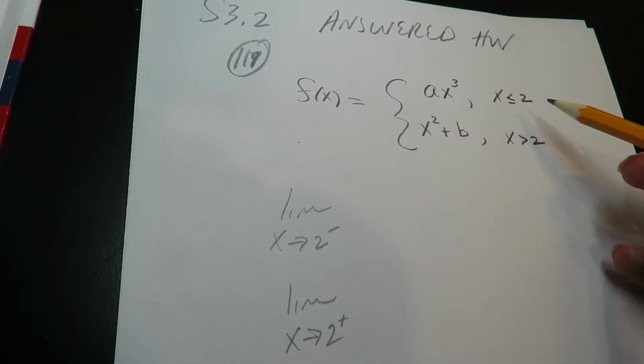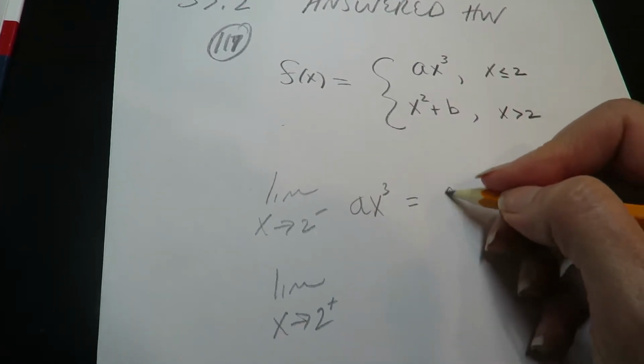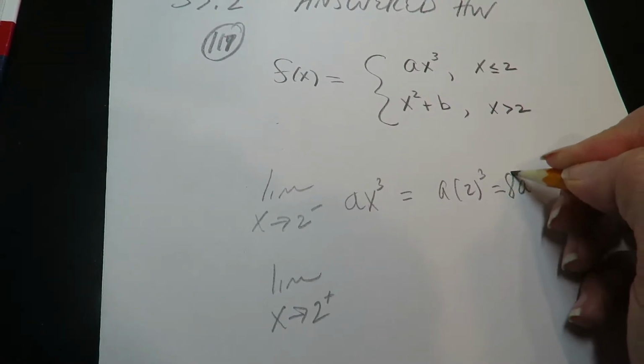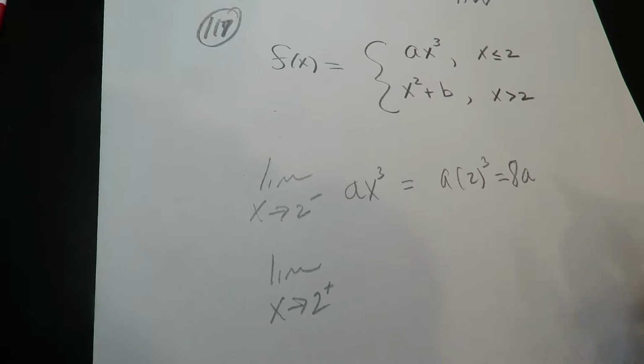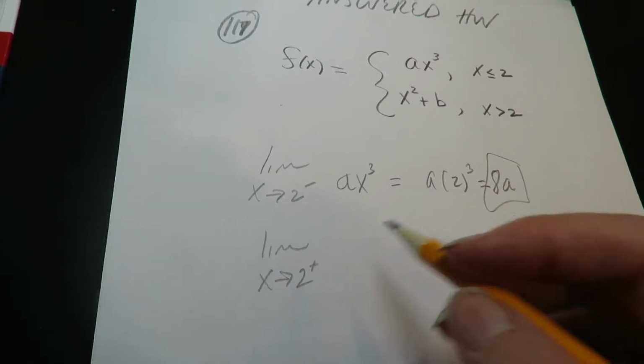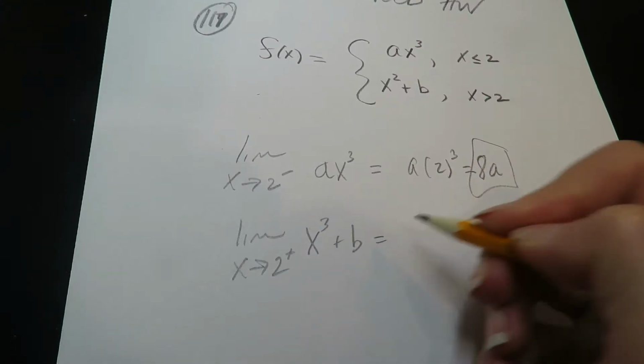So a little less than 2 is this guy. If I plug in 2 for x, I'm just going to write it as 8a versus a8. Okay, let me just hold on that guy for a second. And then 2 from the right would be this function.